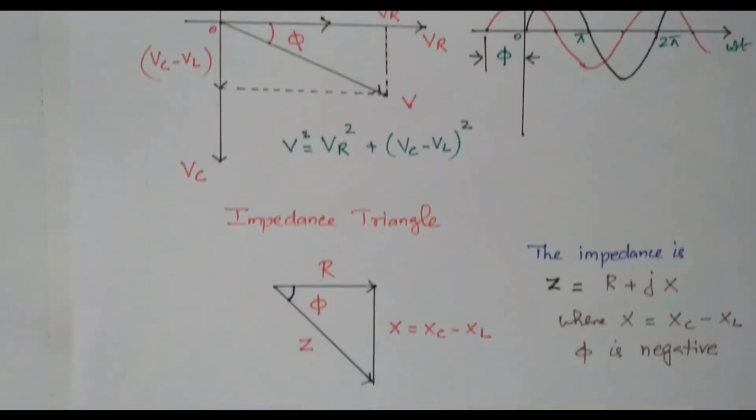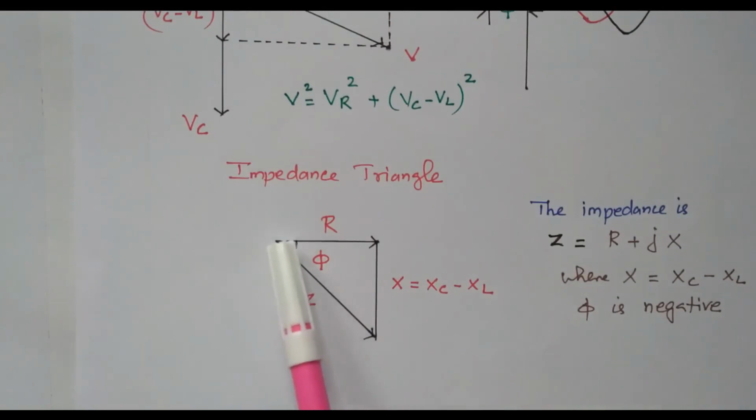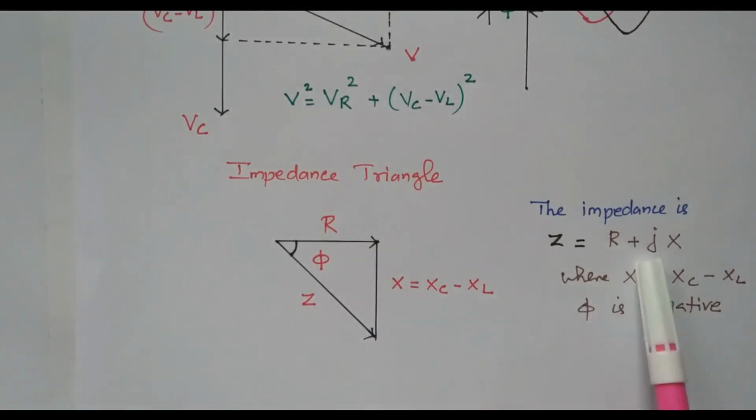Now we'll go to the impedance triangle. So this is the resistance. Because the voltage is lagging, it is drawn downward. This is nothing but Xc minus XL, because Xc is more and XL is less. The vector sum of these two is the impedance, R plus jX. So the X is nothing but Xc minus XL. So the phi is also negative.